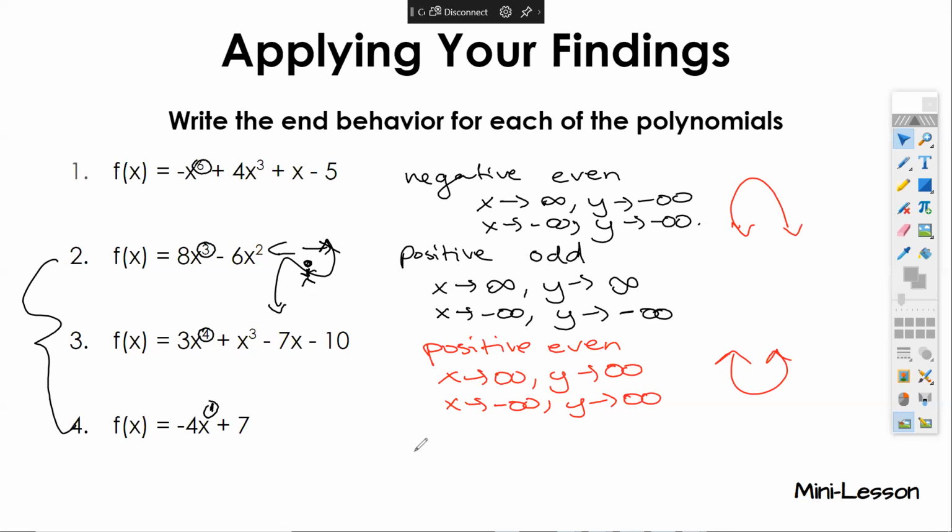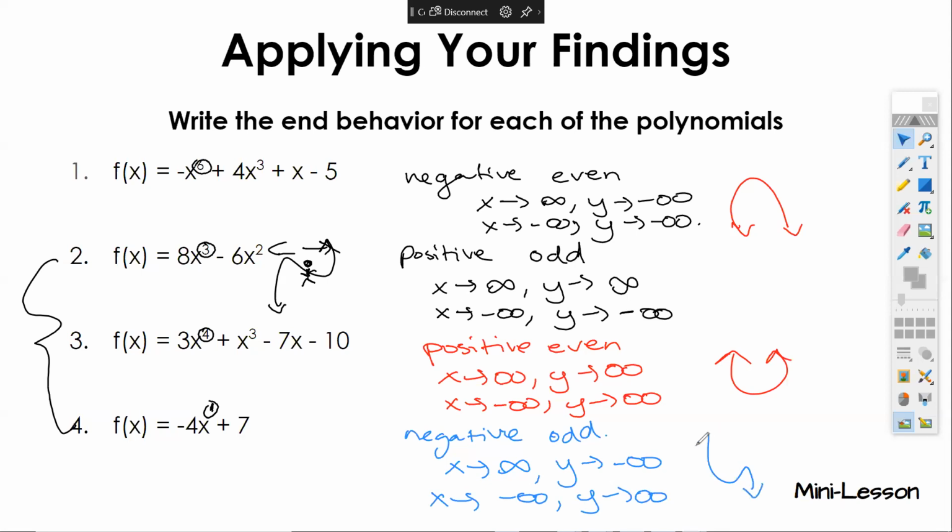Okay, on the last one, we have negative odd. As x approaches positive infinity, what's happening to my y? Okay, and then as x approaches negative infinity, it's going to positive infinity. So this guy is going like that.